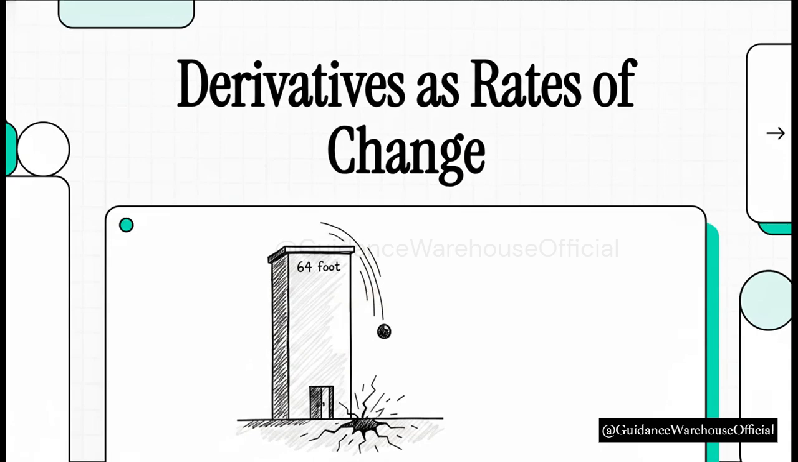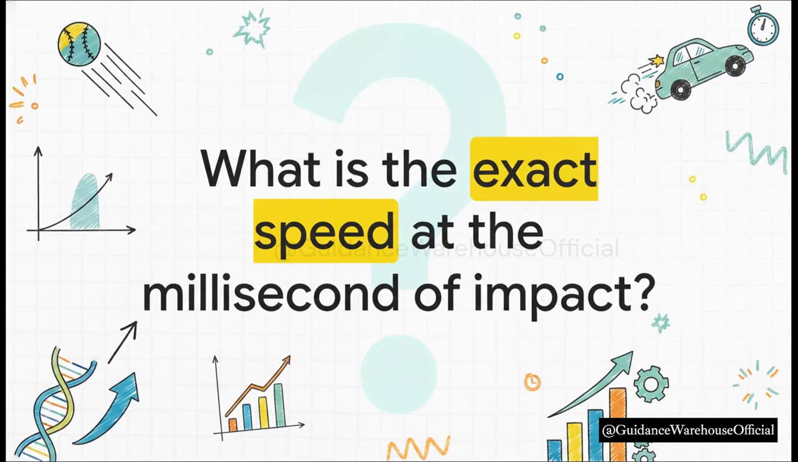Imagine you drop a ball off the edge of a 64-foot building. Gravity takes over, pulls it down, it accelerates, and then, smash, it hits the concrete. So here's the question. Exactly how fast is that ball traveling, the absolute millisecond it makes impact?